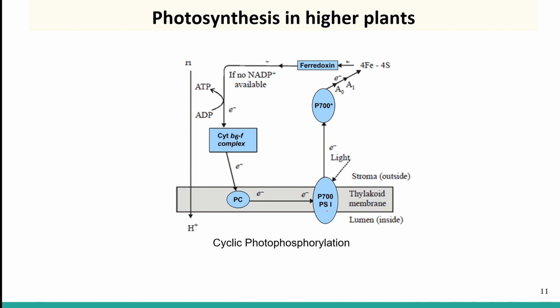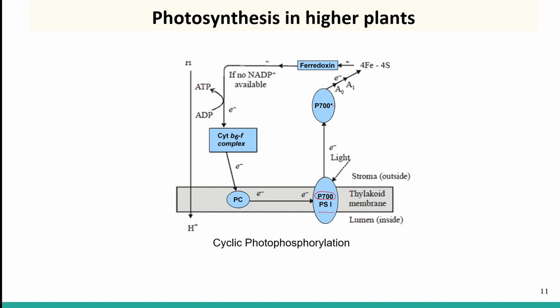So this is a flowchart of cyclic photophosphorylation. What happens? Only photosystem 1 is involved here, which has the reaction center consisting of chlorophyll A, which has the maximum absorption at 700 nanometer. That's why we can write this as P700. Photosystem 1 is present in the thylakoid membrane. It absorbs the energy from the sunlight, and the chlorophyll A, which is the reaction center, gets excited.